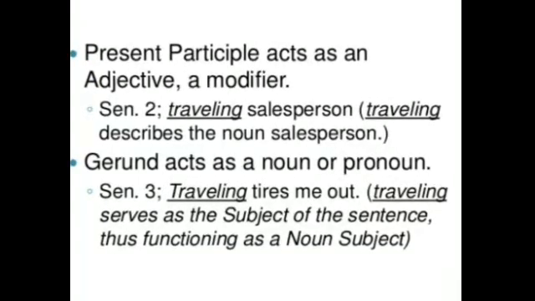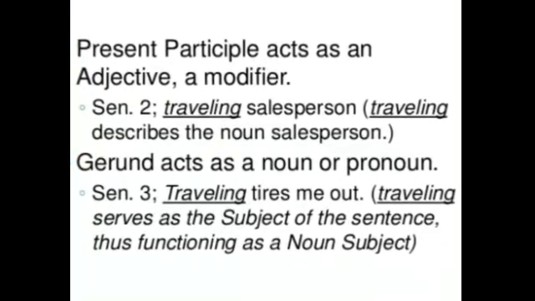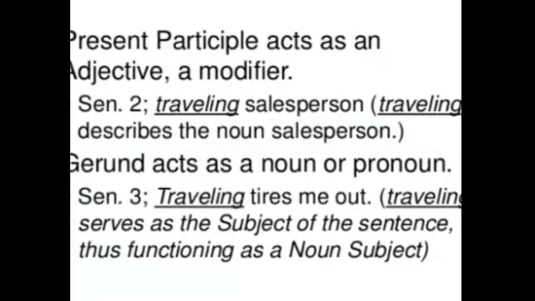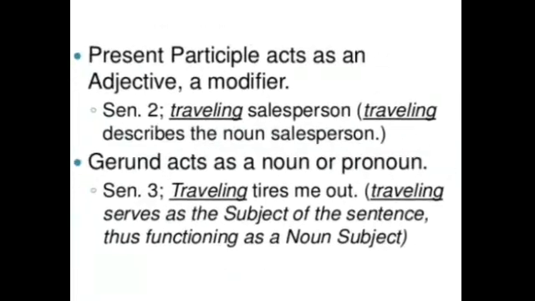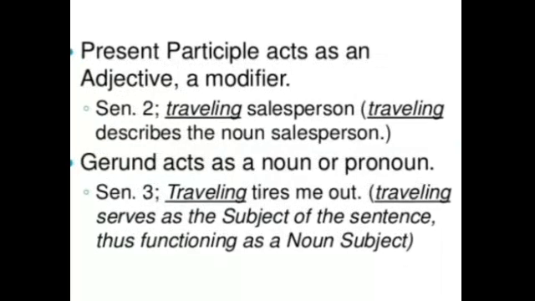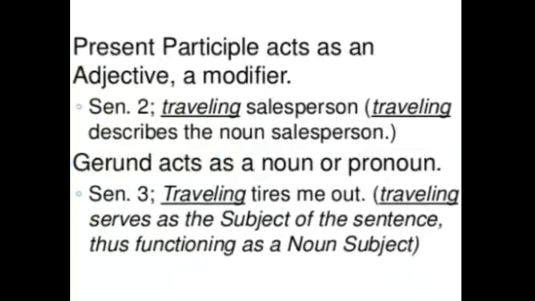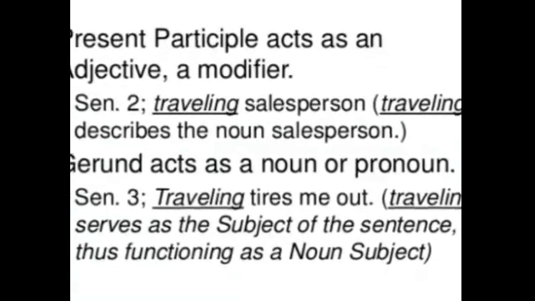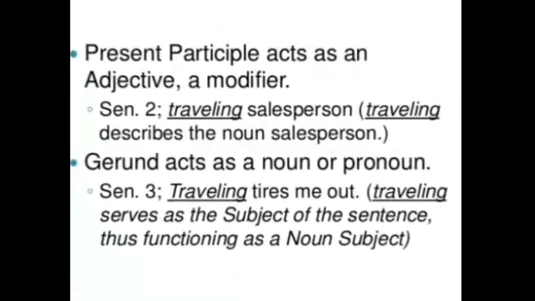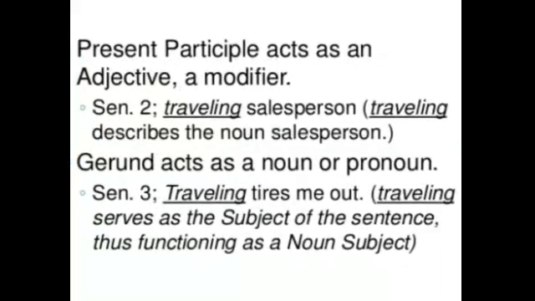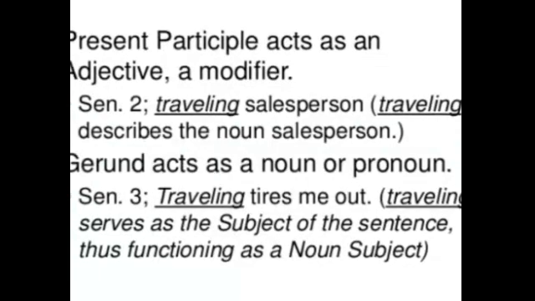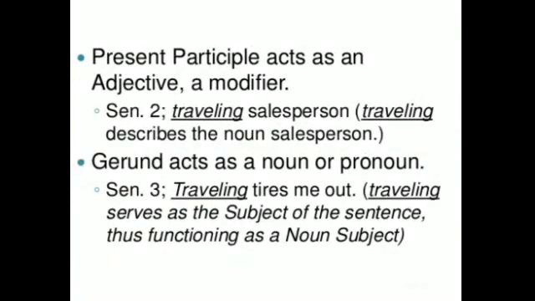Present participle acts as an adjective, a modifier. In sentence 2, traveling salesperson, traveling describes the noun salesperson. And gerund acts as a noun or pronoun. In sentence 3, traveling tires me out, traveling serves as the subject of the sentence, thus functioning as a noun subject.